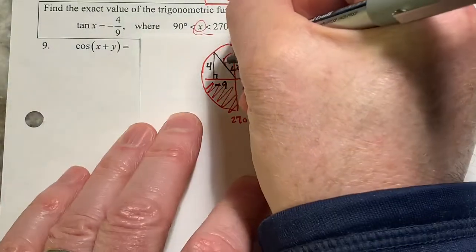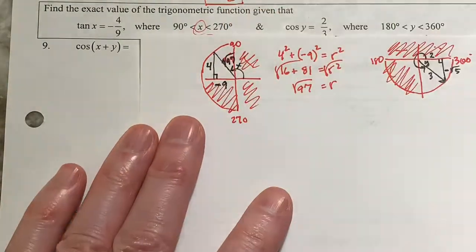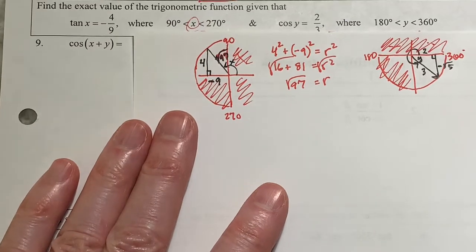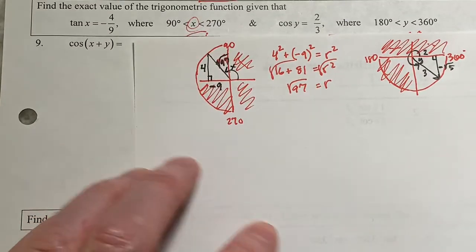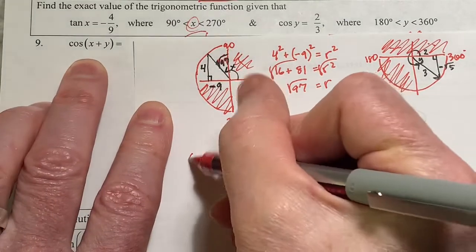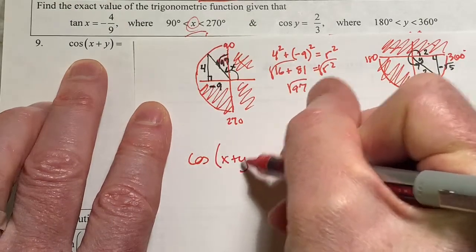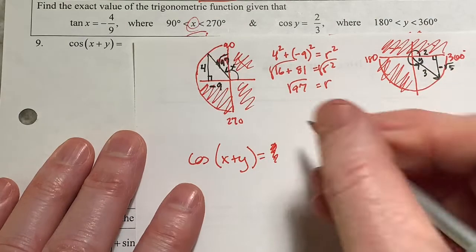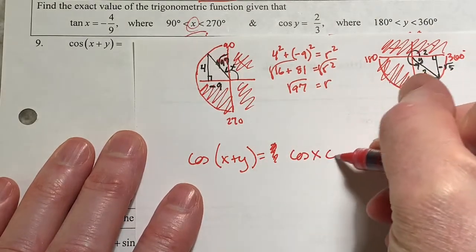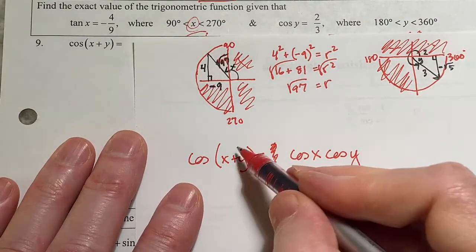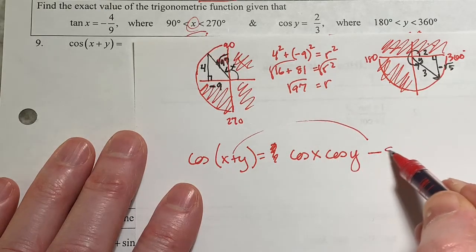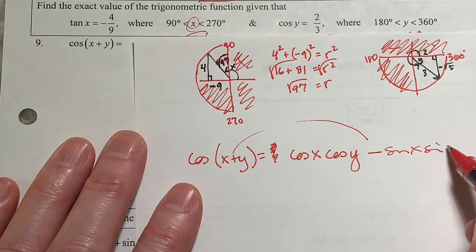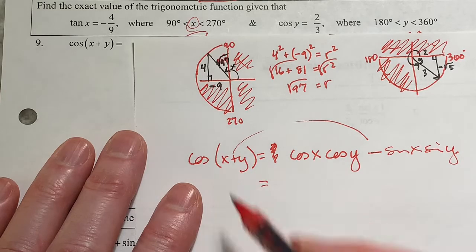All right, so now that I have my two triangles, I should be able to answer any questions that arise from me doing this. So what do you know about cosine of x plus y? Well, I know that it's the cosine of the first angle times the cosine of the second angle, minus sine of the first angle times sine of the second. I know that that is what it's equal to.